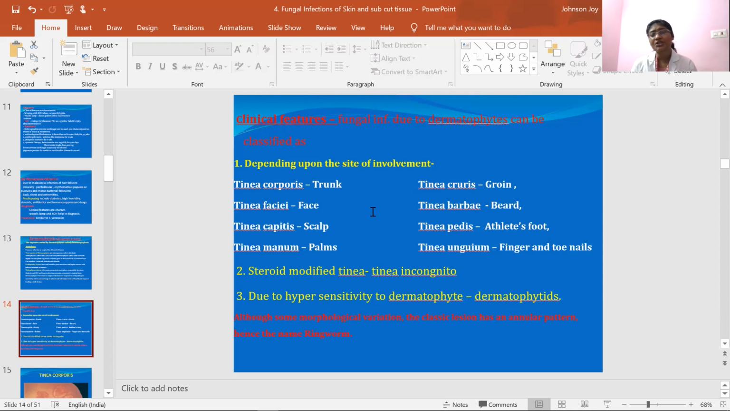Now the second classification is steroid modified tinea, which is known as tinea incognito. Now due to hypersensitivity to dermatophyte, we call it dermatophytid. Although there is some morphological variation, the classic lesion has an annular pattern and hence the name ringworm. So even though some morphological variations are present, usually the typical form is an annular plaque, and that's why it is known as a ringworm infection.